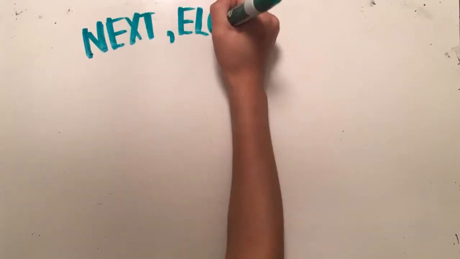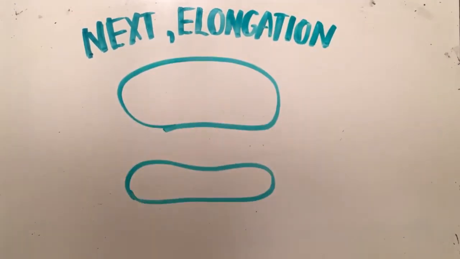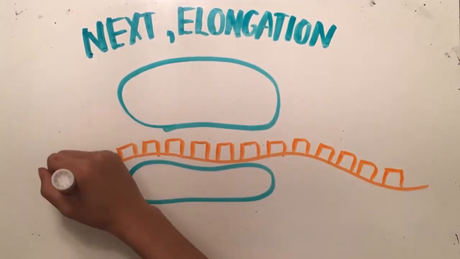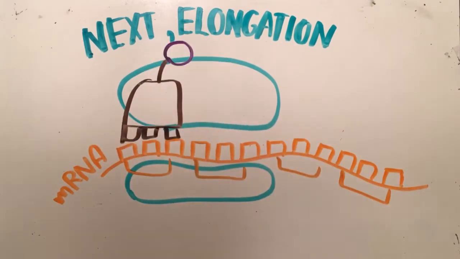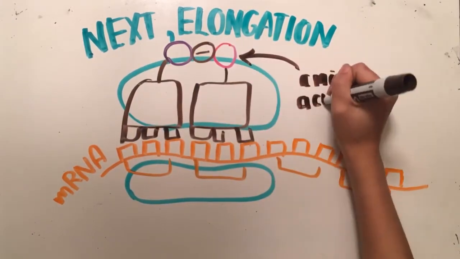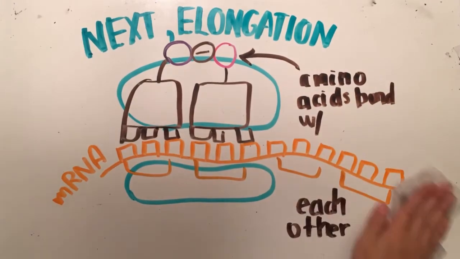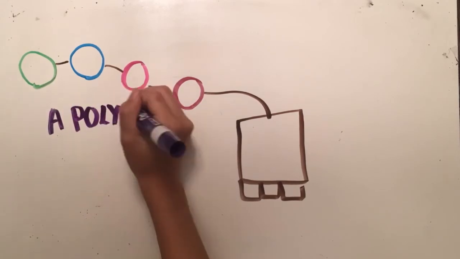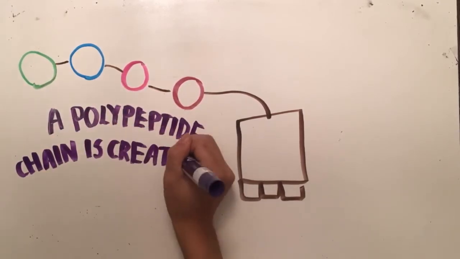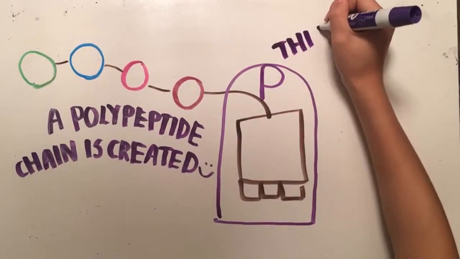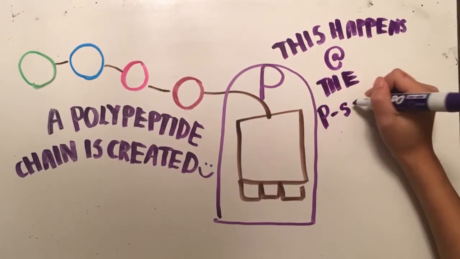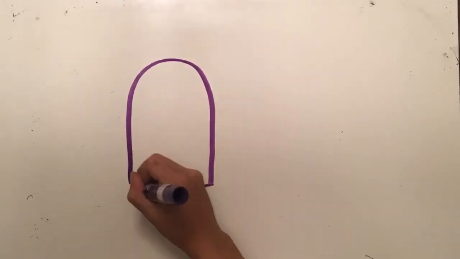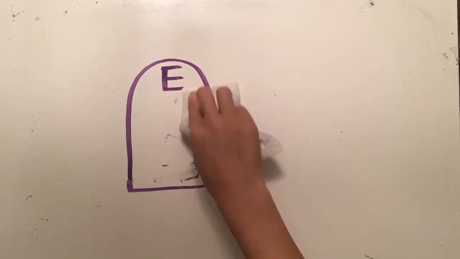There is elongation. The tRNA amino acids attach to the mRNA codons so the amino acid can bond with other amino acids. The amino acids that have been made all attach to each other, creating a polypeptide chain. This happens at the P site. At the E site, the tRNAs exit the ribosome.